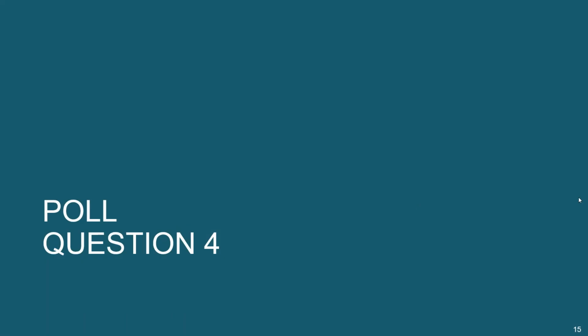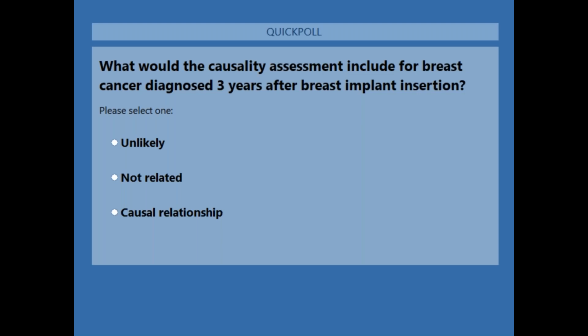Sonia, yeah. Certainly. Thank you so much. Okay, here's our poll question number 4. You should see it appear on your screen now. Okay, and what would the causality assessment include for breast cancer diagnosed 3 years after breast implant insertion? Is it unlikely, not related, or causal relationship? So please go ahead and cast your vote by clicking on any of the below there. And there you go. Sorry about that. There you go, audience members. You can go ahead and cast your votes now. Okay, I'll leave a few more seconds for everyone to participate in this poll as it's done in real time, and then I'll be closing the polls and sharing the results, and then we'll get right back into the discussion.